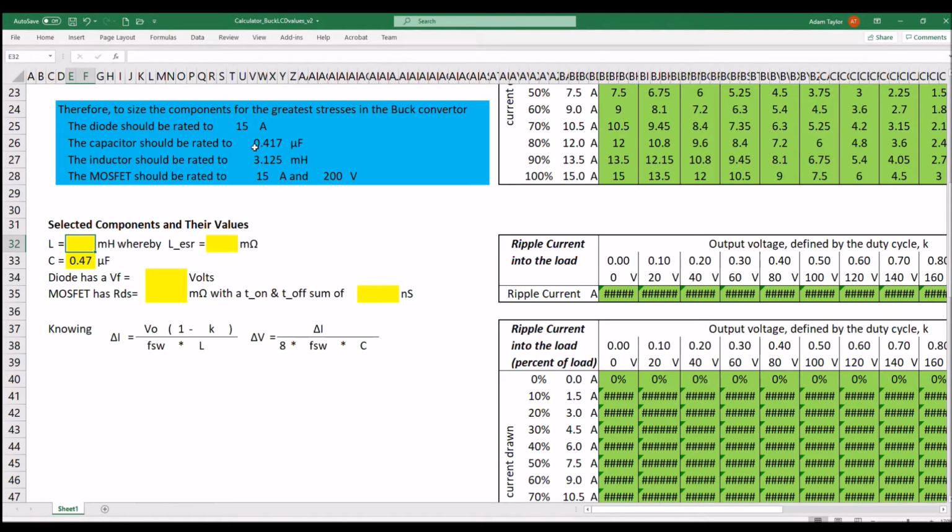For our inductor, it says a 3.125 millihenry inductor. So 3.125 we can't get, but we can get a 3.3. Here it is here. So we'll go for a 3.3 millihenry inductor.